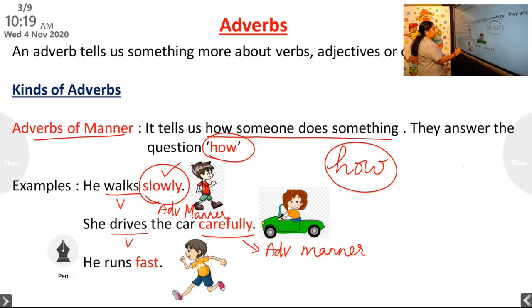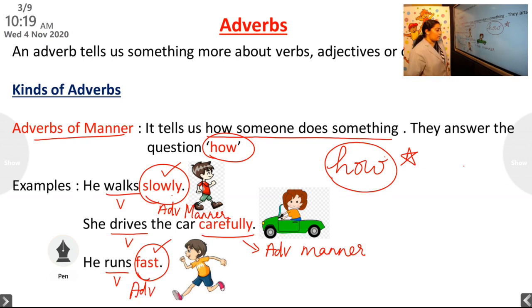One more example: he runs fast. Which is the action word here? Running. So runs is the verb here. And which question word will you ask to find the adverb of manner? Always remember this: for the adverb of manner, ask the question word how. How does he run? Or how did he run? You got the answer: fast. He runs fast. So fast is the adverb here.